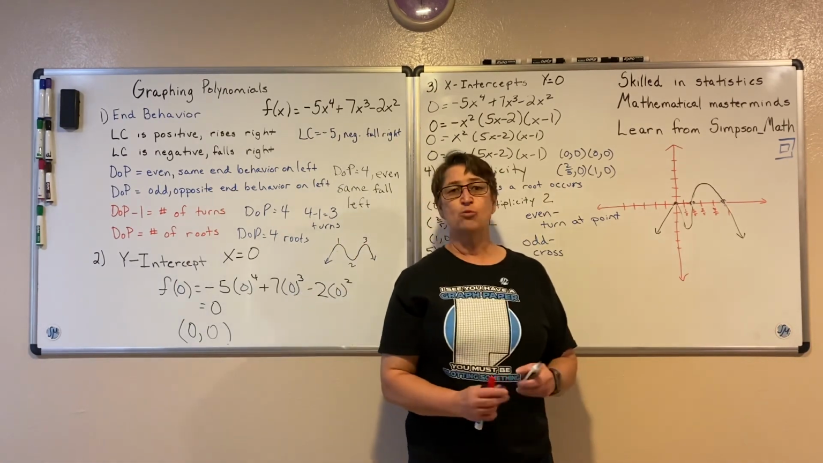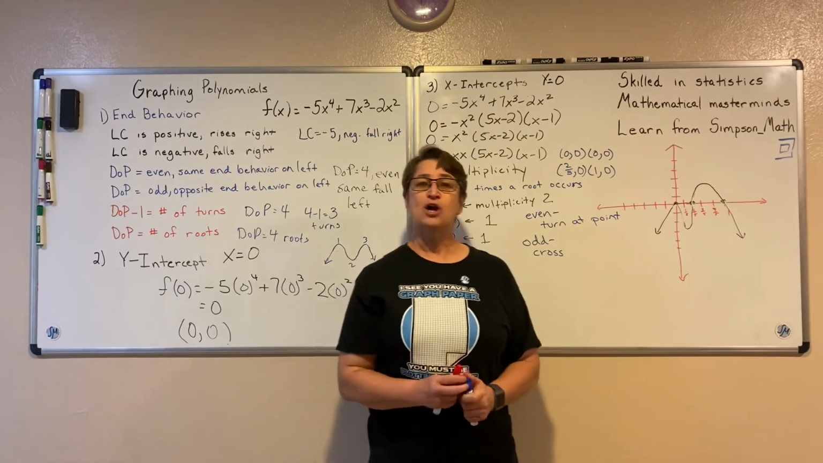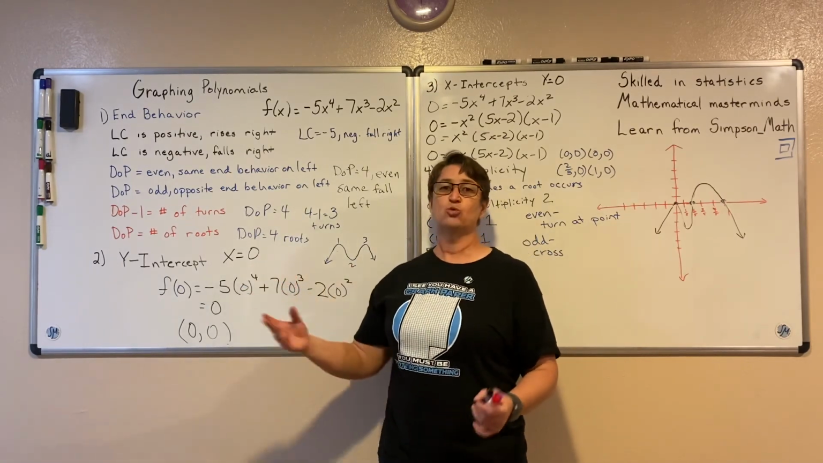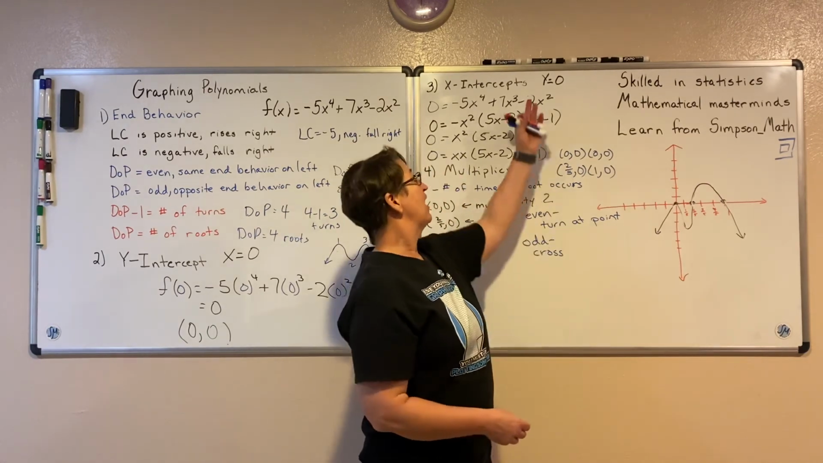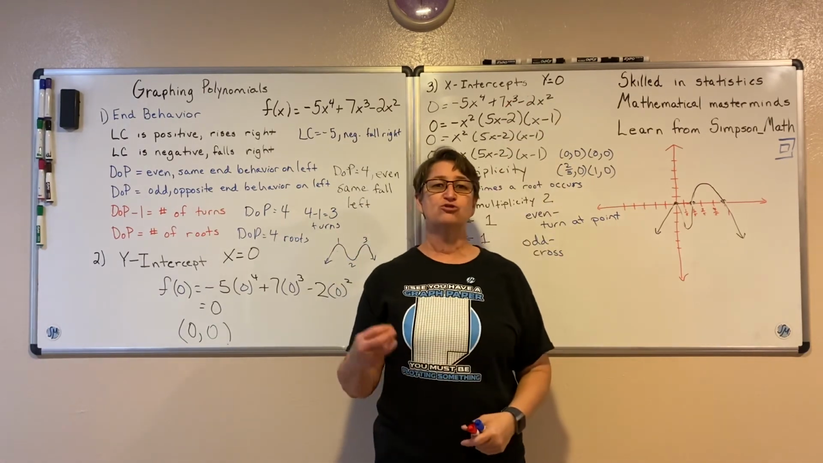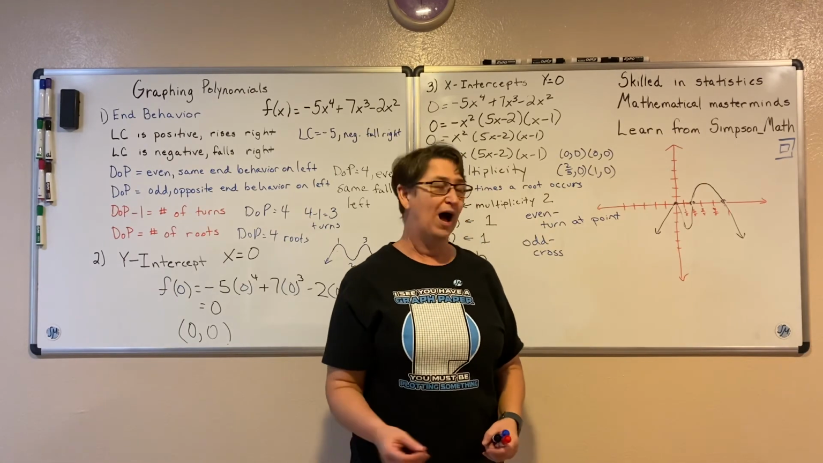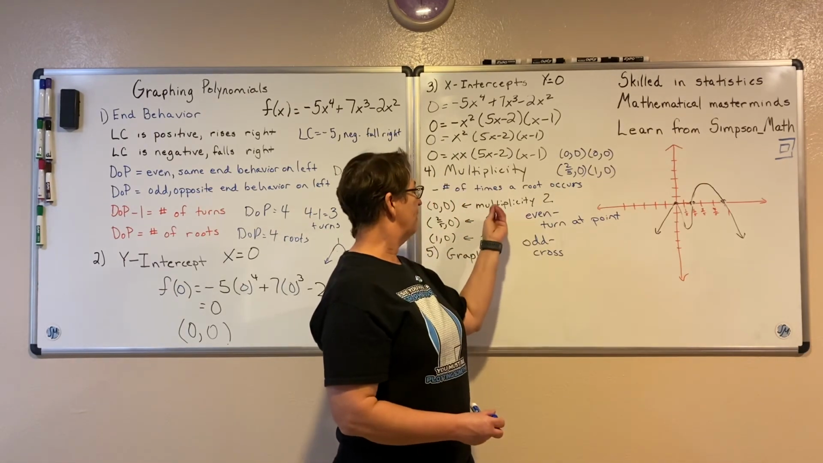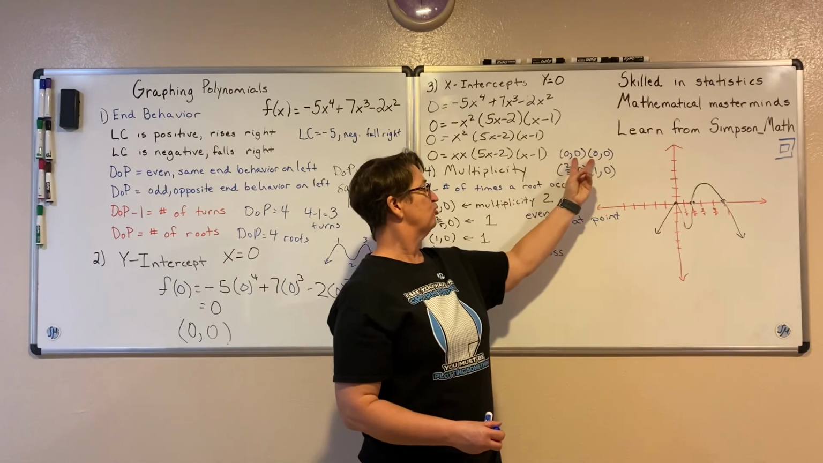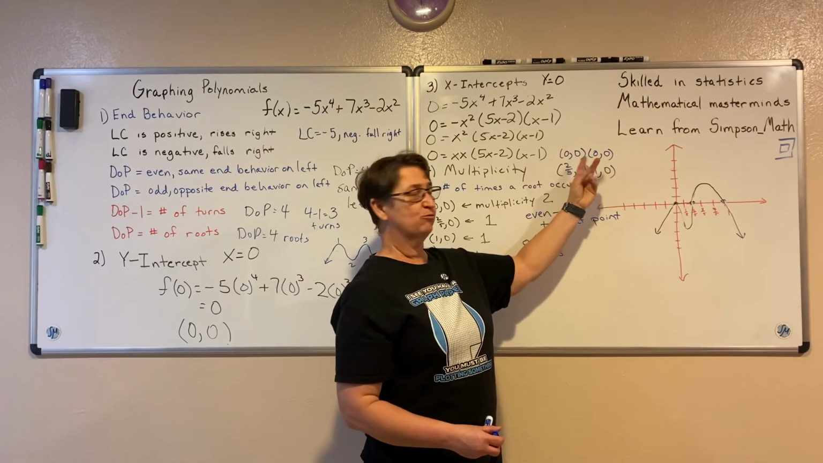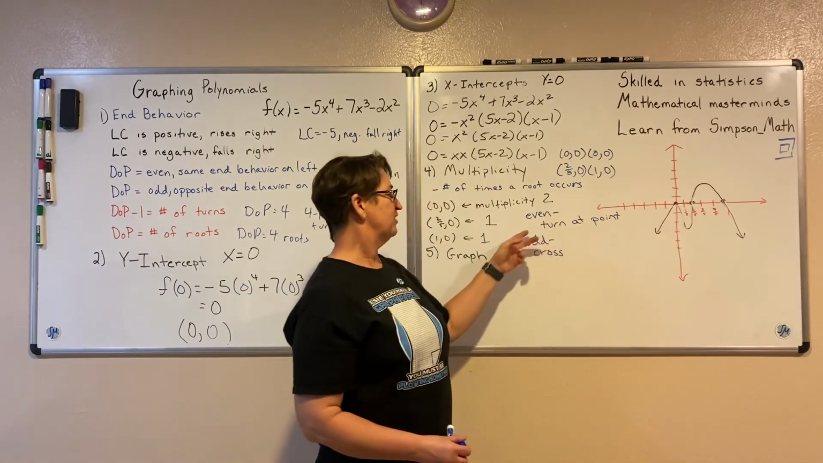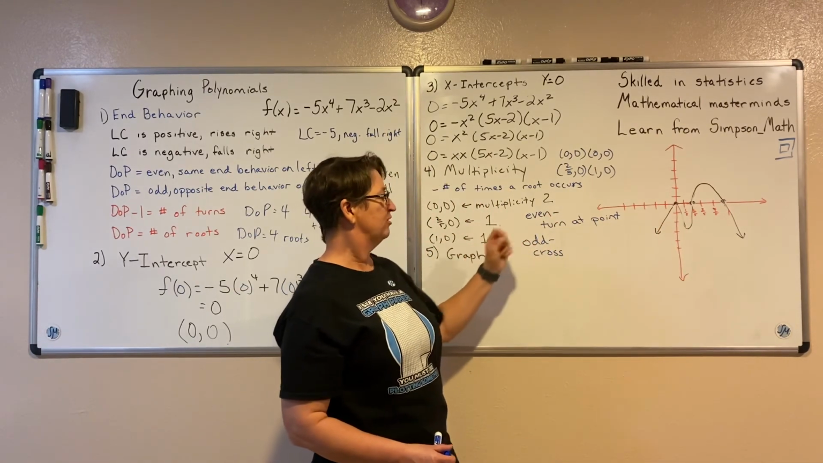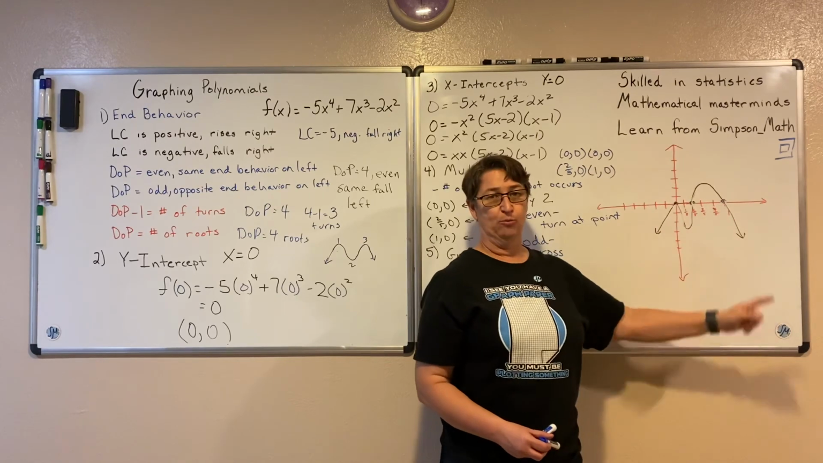So here's really what we've added this time. We know that to find the y-intercept, we're always going to substitute in 0 for x. To find the x-intercepts, we're always going to substitute in 0 for y. And then when the x-intercept shows up an even number of times, we know it's going to turn around at that point. Whereas if it turns up an odd number of times, it's going to cross through at that point.